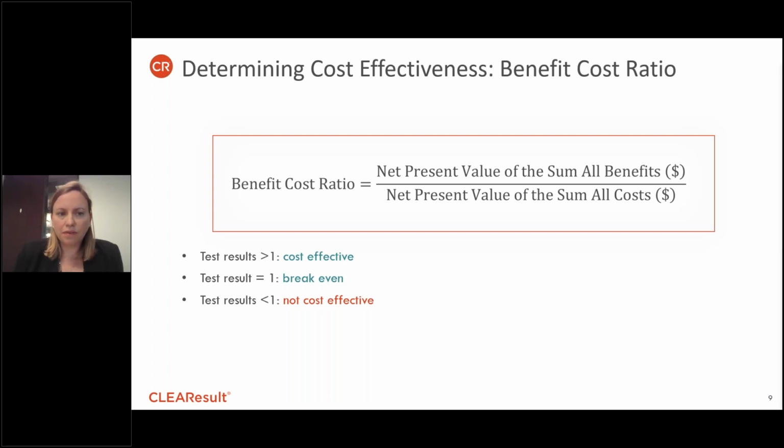If your test result equals 1, then that's the break-even point. And if you have a test result that's less than 1, it's an indicator that maybe your offering is not cost effective. And one thing I do want to hone in on a little bit, again, this is a 101, so we're going to keep it simple.